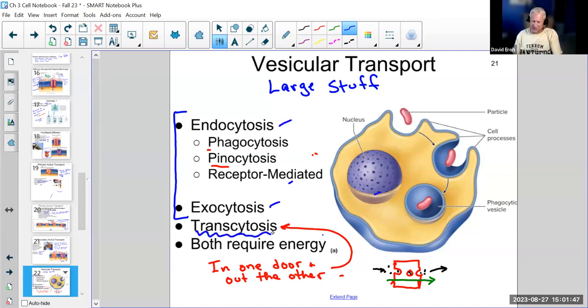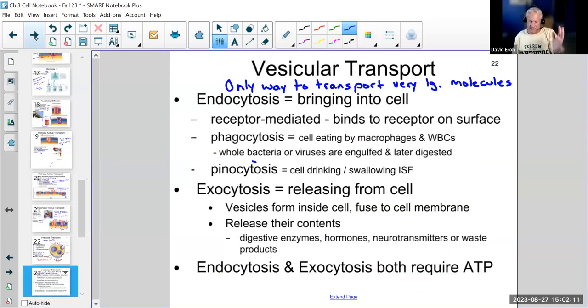Transcytosis is basically combining the two. You're going to find that, for example, the cells that line your intestines, you've got little particles of food. You take them in one side of the cell through endocytosis, and you spit them out the other side through exocytosis. So it's just the combination of both of them. So in one door and out the other. Endocytosis is just bringing things in.